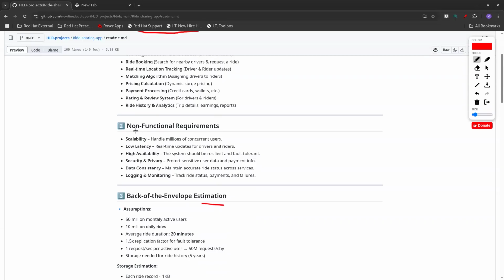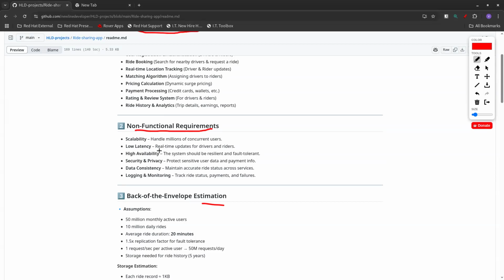Okay, so what are the non-functional requirements it has? So the system should be very scalable. Okay, so it can handle millions of concurrent users at the same time. So the first preference is scalability, and second is low latency. The latency should be very low. We can get the updates in real time for our drivers and riders.